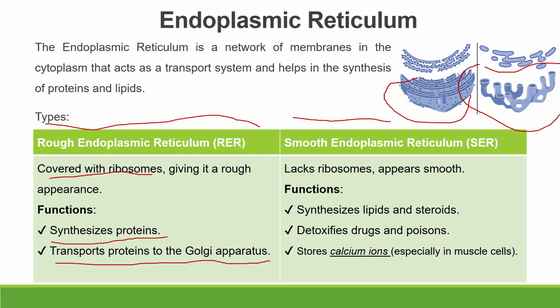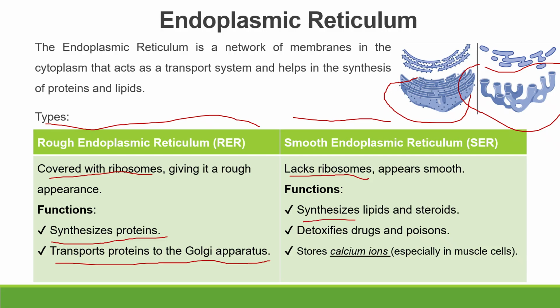First we studied that the nucleus is connected with the endoplasmic reticulum, and here you can see the rough endoplasmic reticulum is connected with the Golgi bodies. So once the protein is synthesized, it enters into the Golgi apparatus, and smooth endoplasmic reticulum lacks ribosomes. The major difference between the smooth and rough endoplasmic reticulum is that the rough endoplasmic reticulum has ribosomes and the smooth endoplasmic reticulum lacks ribosomes. So it has a smooth texture.